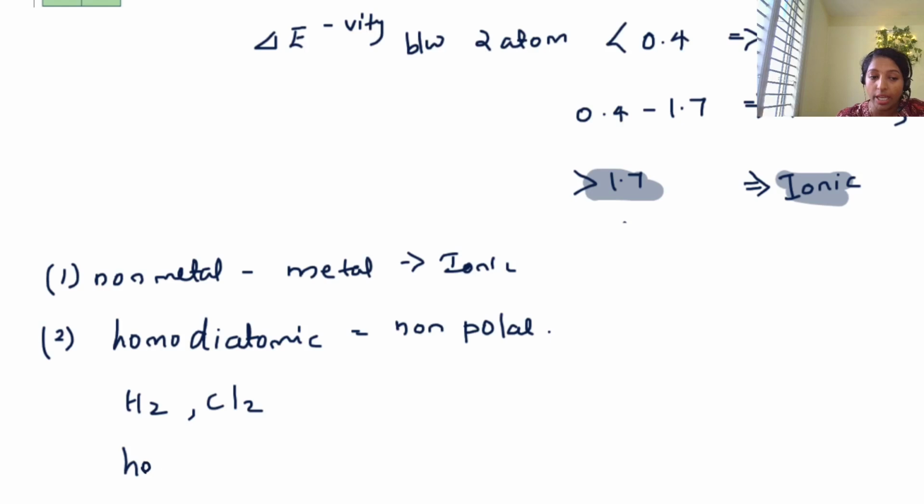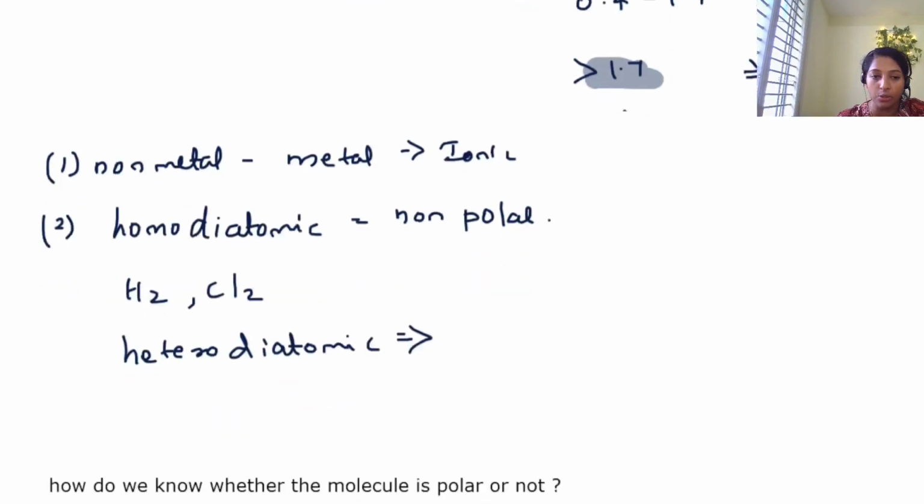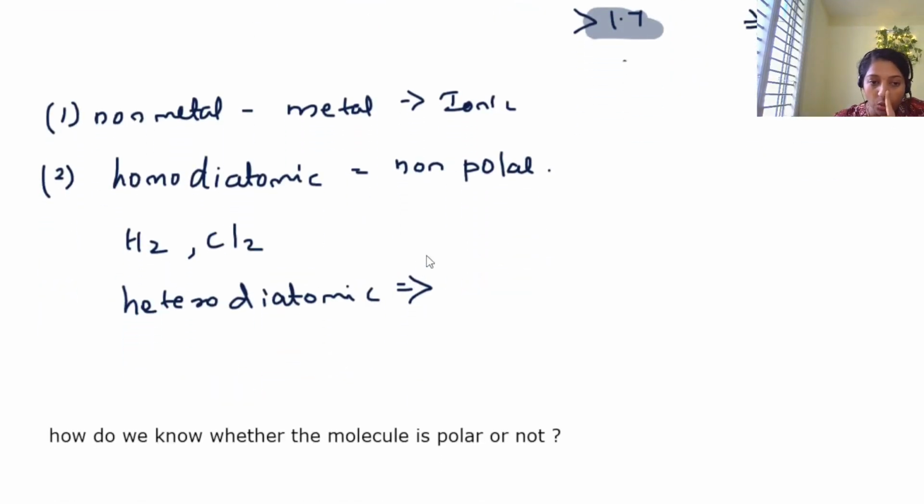Every heterodiatomic molecule, generally you can take, is polar, because with two different atoms they definitely have a difference in their electronegativity values. So every heterodiatomic molecule is polar, except when both atoms are not non-metals, like both should be non-metal.